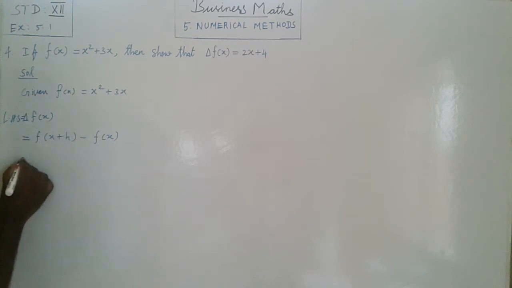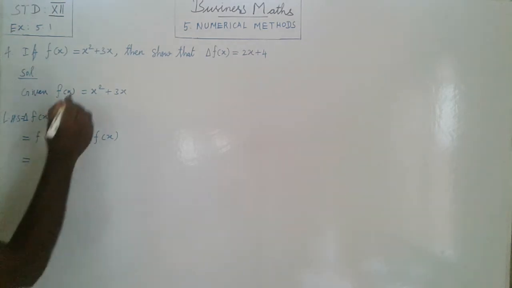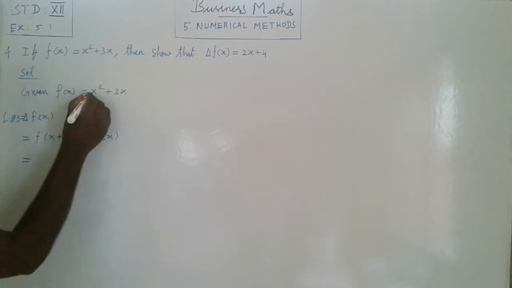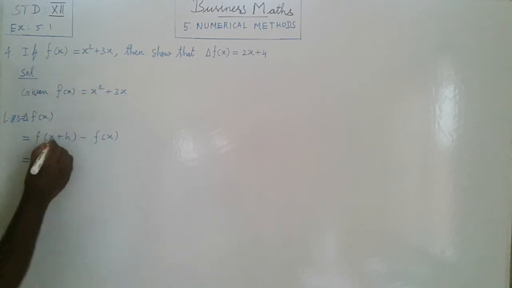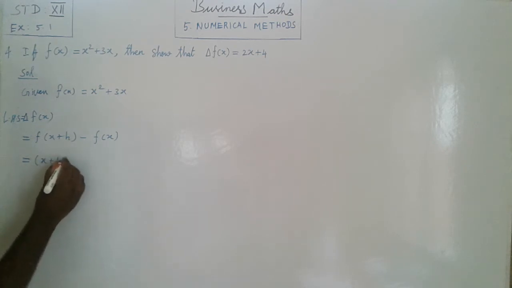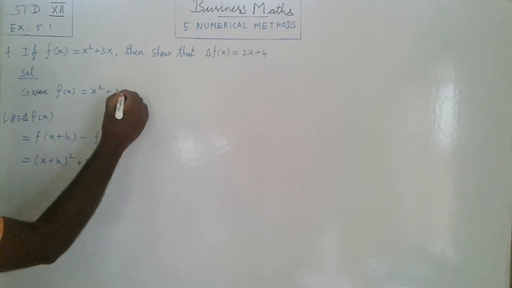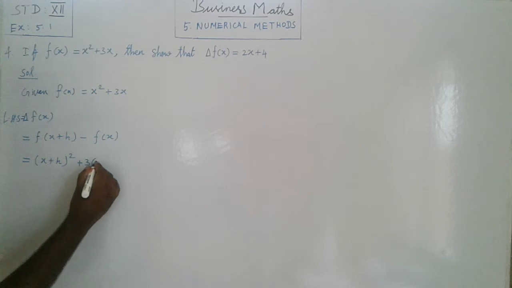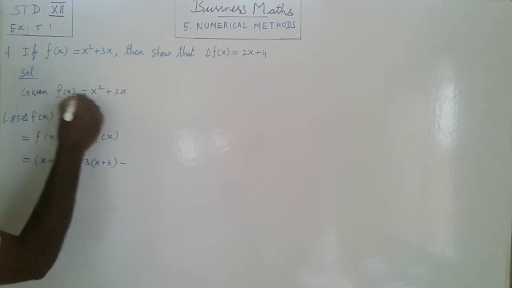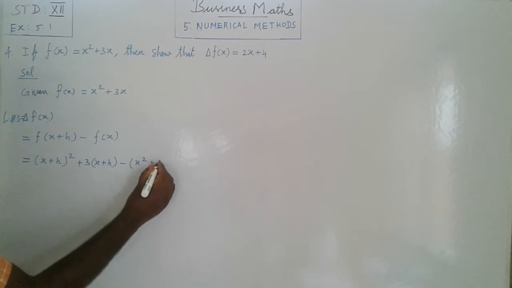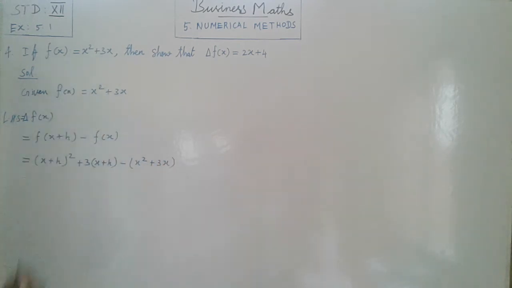F of x plus h, x is x plus h. We should substitute, then we get f of x plus h. F of x is x square, where x is x plus h, so x plus h whole square plus 3 into x plus h, x is x plus h, minus f of x. F of x is, we know, x square plus 3x.